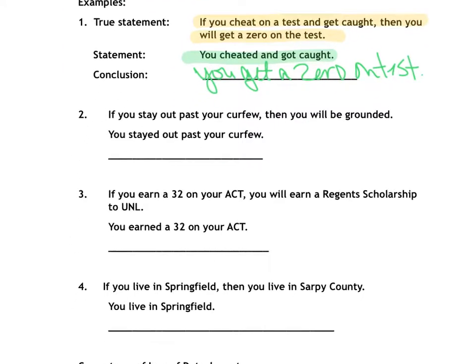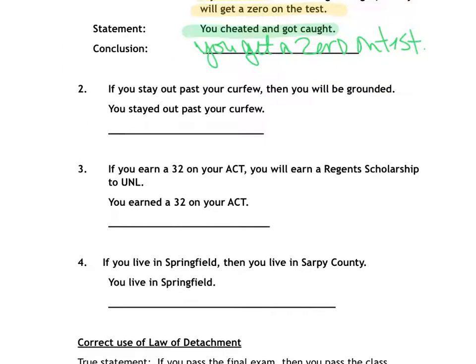Looking at just a few examples of this, if you stay out past your curfew, then you will be grounded. I'm just going to tell you any of these first conditional statements are going to be true. If you stay out past your curfew, then you will be grounded. I'm telling you, you stayed out past your curfew. Well, what's the logical consequence to that? You will be grounded.